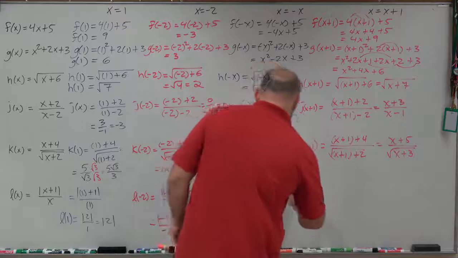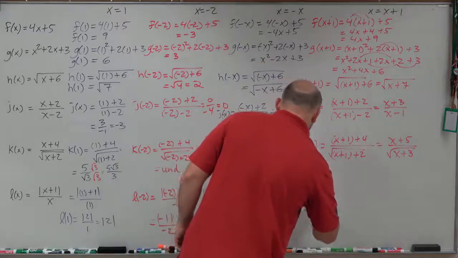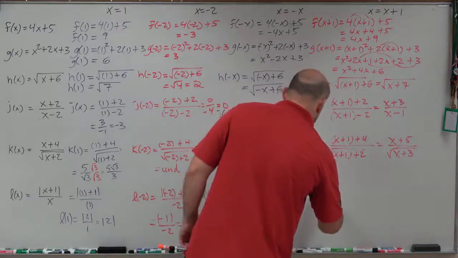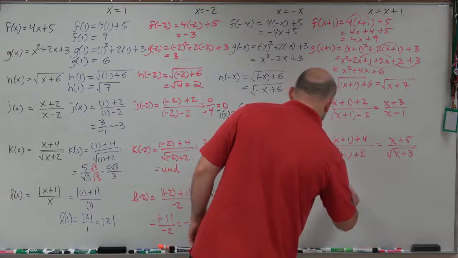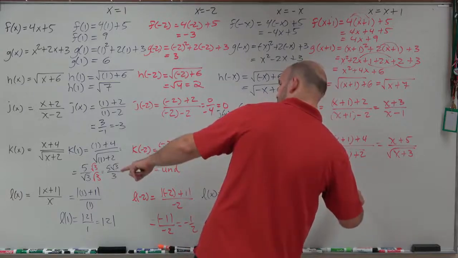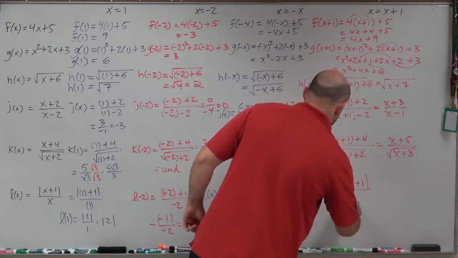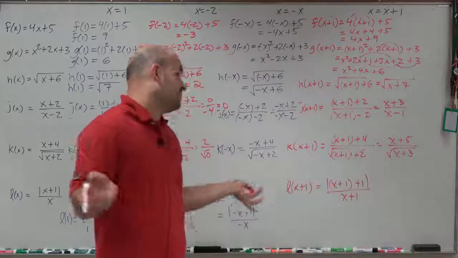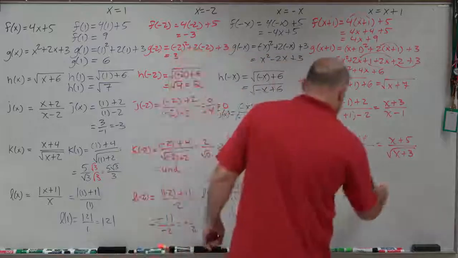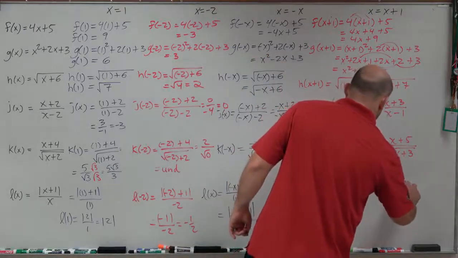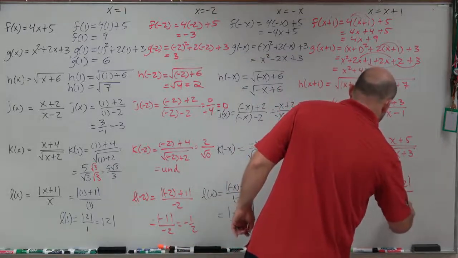Last but not least, we have L of x plus 1. And that's going to be the absolute value of x plus 1 plus 1, all over x plus 1. So therefore, we have 1 plus 1, which is 2. So we have the absolute value of x plus 2, all over x plus 1.